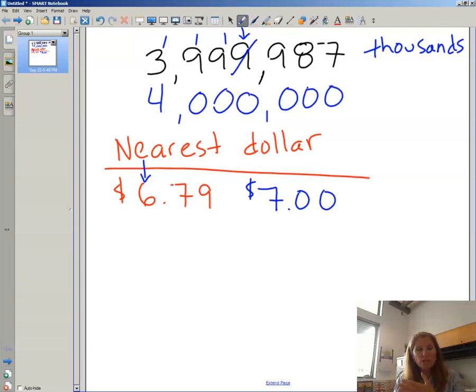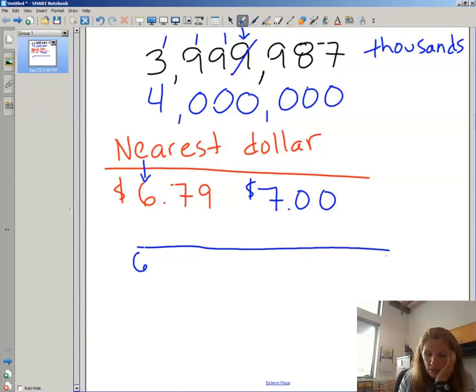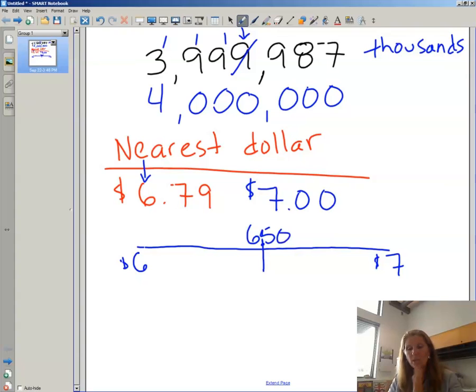It's closer to 7 than it is to 6 because it's more than $6.50, right? Because if we looked at a continuum here, we would have this. If it was $6 on one end and $7 on the other end, the halfway point would be $6.50. Anything to the right of that would be closer to 7. Anything to the left of that is closer to 6. And $6.79 is definitely closer to 7. So that would mean that would round up to the nearest dollar.